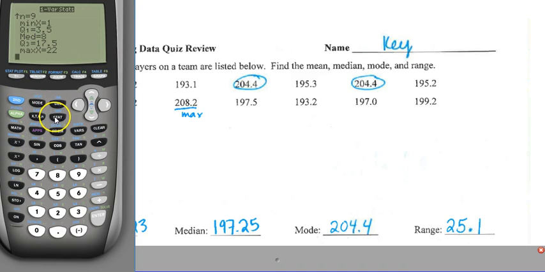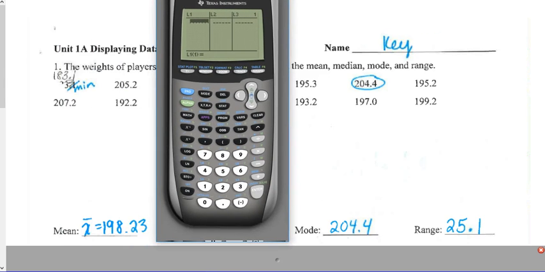a lot easier. Go to Stat, Edit. If you want to clear these out, go up, hit Clear, come back down. And then just start entering the numbers. So 183.1, 207.2, and double check as you're entering them. 205 point, whoops, so I just made an error there. So 205.2, 192.2.